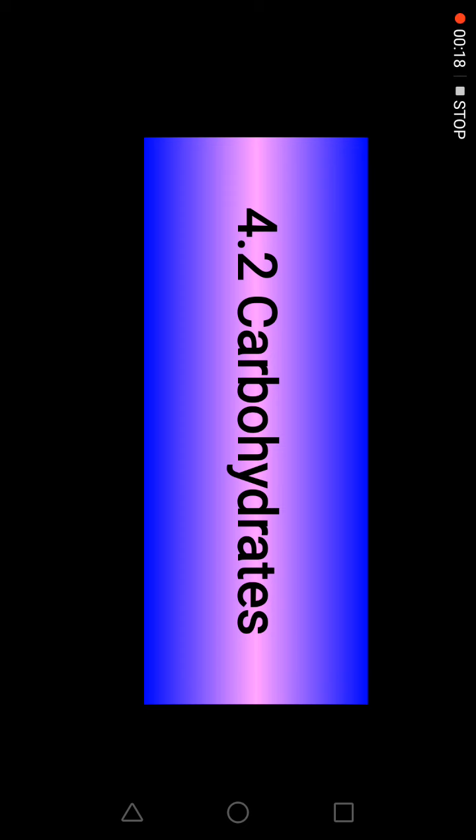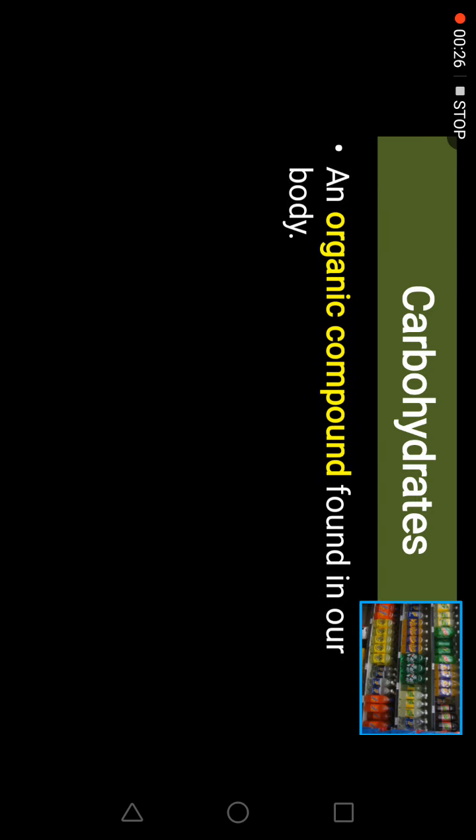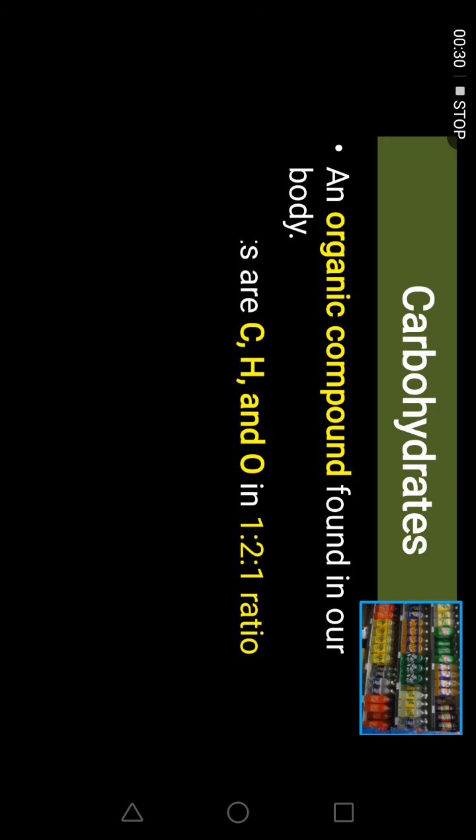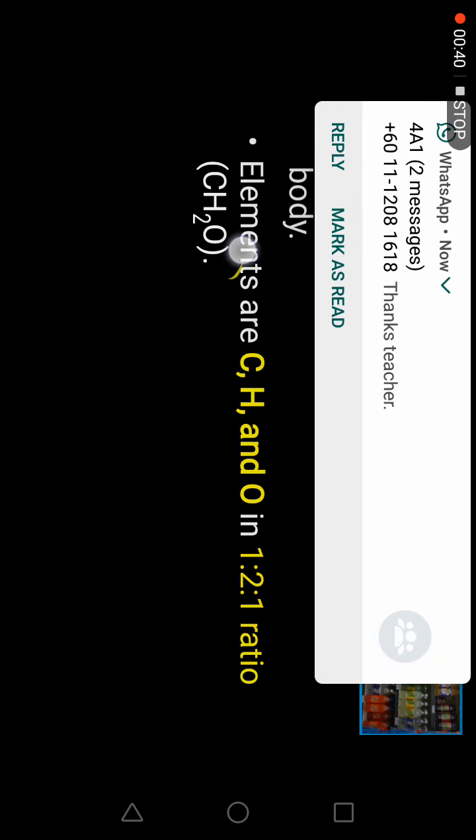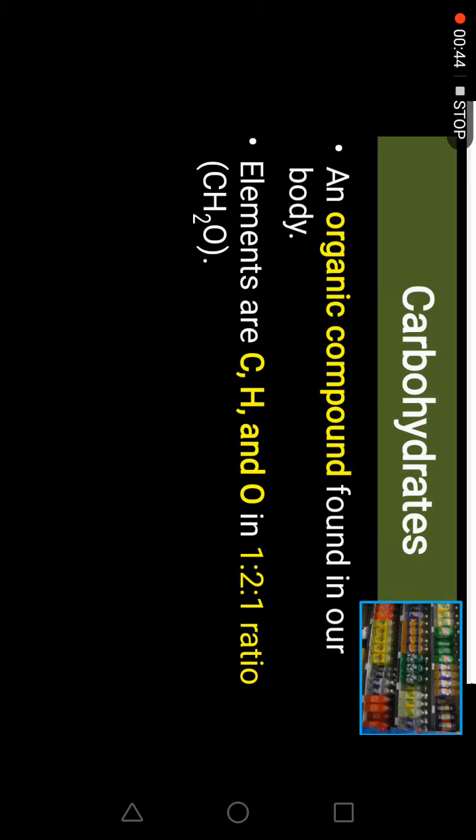By looking at the name of it, carbo means carbon, hydrates mean water. So if you see the elements carbon, hydrogen, and oxygen, since you have carbo and hydrates meaning water, the ratio for the C, H, and O will be C and then H2O. If you realize, there is a C and then the ratio is H2O, which stands for water.